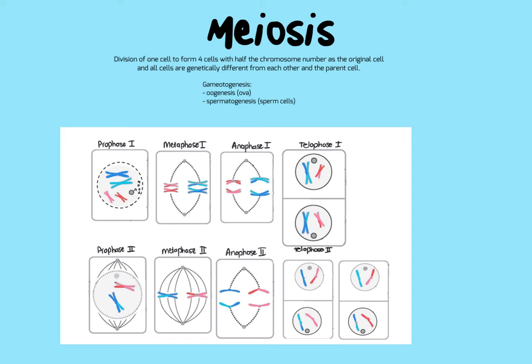You have a prophase, metaphase, anaphase, and telophase in each division. So the first division is simply called meiosis 1, and the second one is called meiosis 2. So if you look at this picture here, you have meiosis 1 in the top row. So meiosis 1, it has a prophase 1, metaphase 1, anaphase 1, telophase 1. And the job of meiosis 1, to simplify it into one sentence, is to separate homologous pairs.